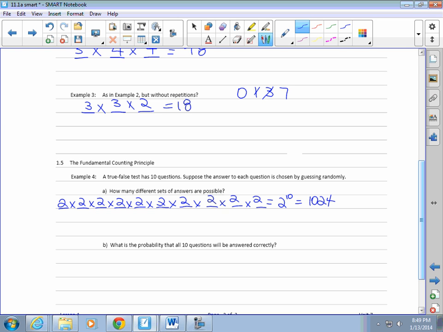Part B says, what is the probability that all 10 questions will be answered correctly? There's only one right answer for each, but a possibility of 1024 combinations. So you have a 1 in 1024 probability of getting all 10 questions correct.